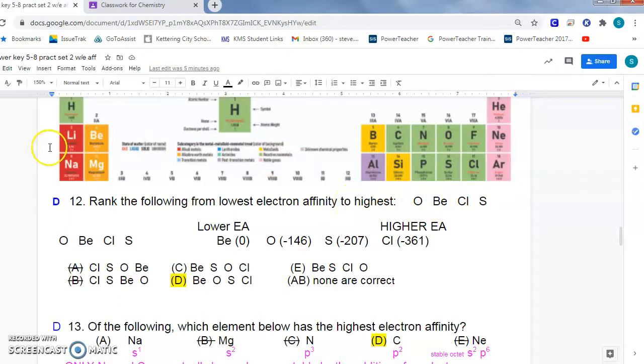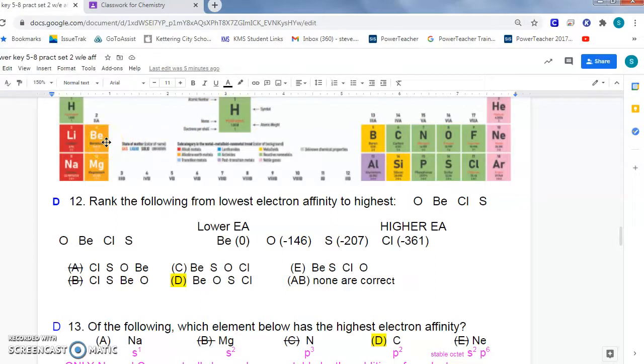We know affinity tends to increase left to right, and it tends to decrease top to bottom. But with affinity, those tendencies depend a lot on configurations. So left to right, we would expect beryllium to be lower than oxygen overall. And it is. But it's a lot lower than we would even expect.